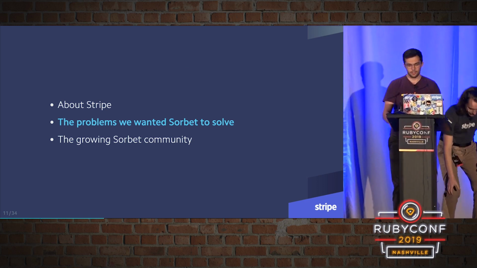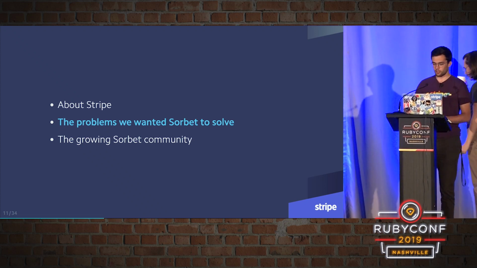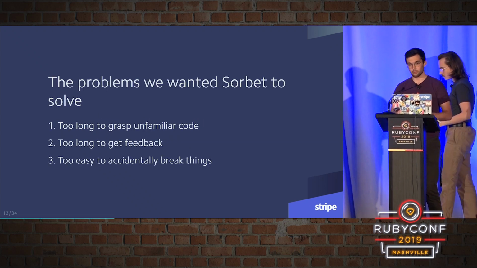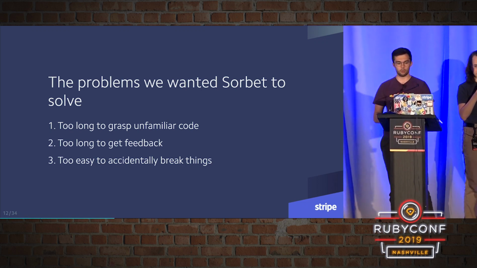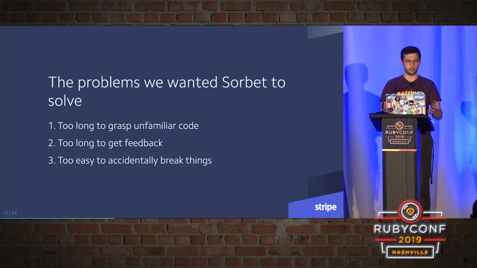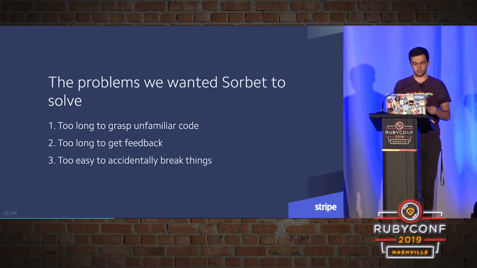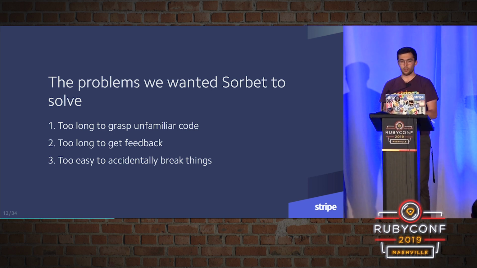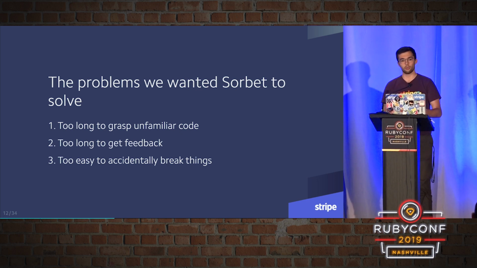All right. So we're going to dive into what problems Sorbet actually solves in a real code base. Going back to the developer productivity survey that Dmitry mentioned that we run at Stripe, there were 3 complaints or concerns that people raised over multiple iterations of this survey. It took too long to grasp unfamiliar code. It took too long to get feedback after having changed the code, whether that's writing tests or seeing the results of it in production.